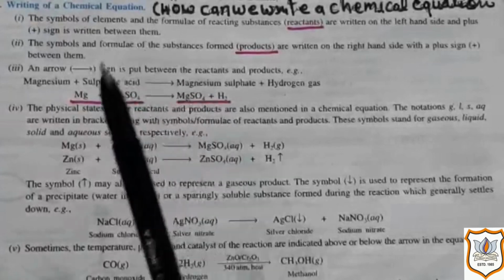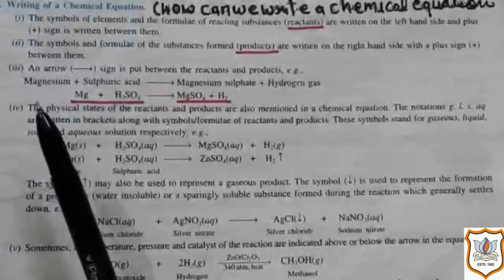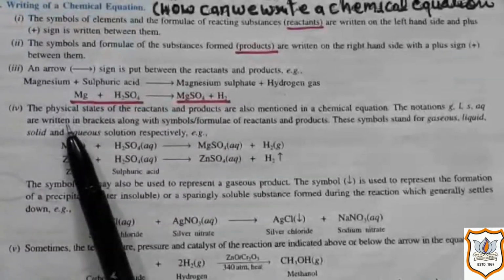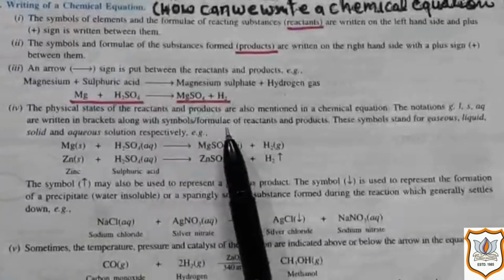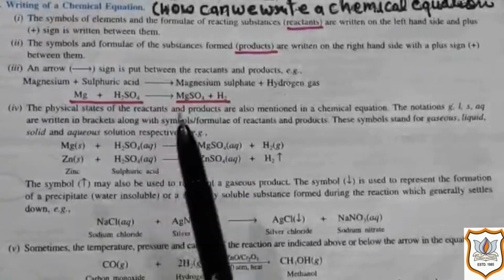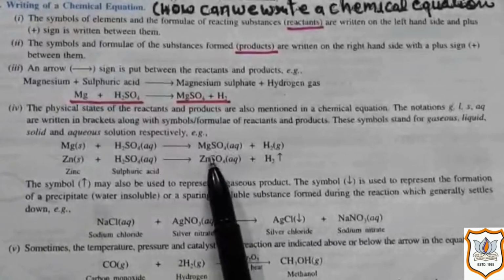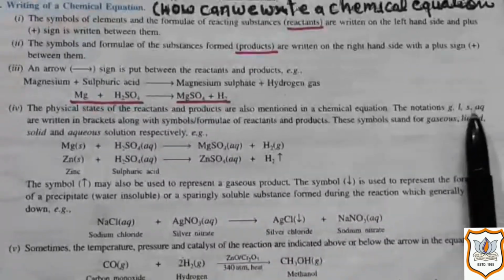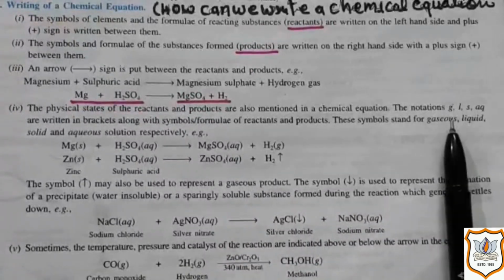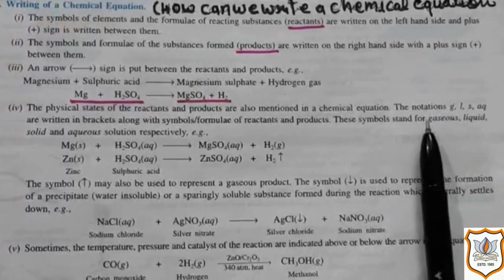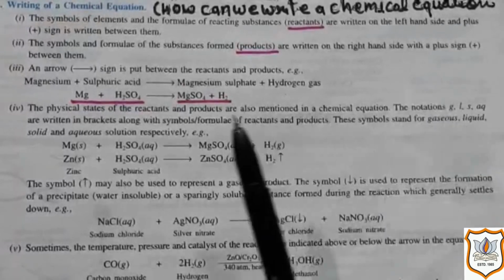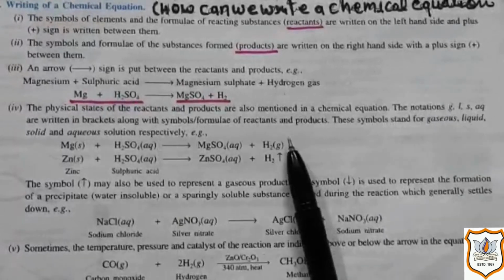Now in the fourth step we will mention the physical state of the reactants and products. For this we will use some notations like g, l, s and aq in brackets along with the symbols and formulas of the elements and compounds.